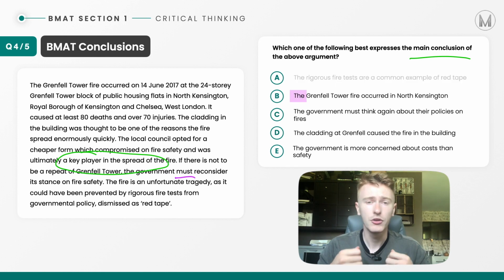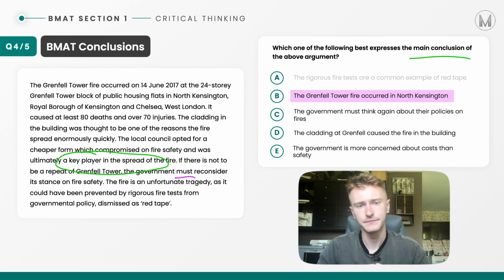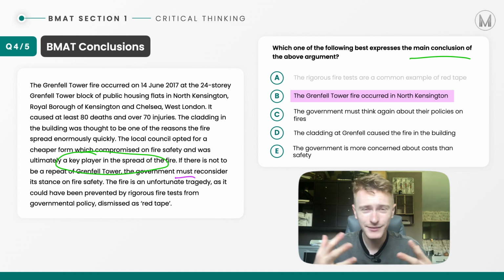Answer option B, the Grenfell Tower fire occurred in North Kensington. This was in the introductory paragraph, remember? And that's exactly what it is. It's pure background information. So this doesn't say anything about the conclusion of the passage.